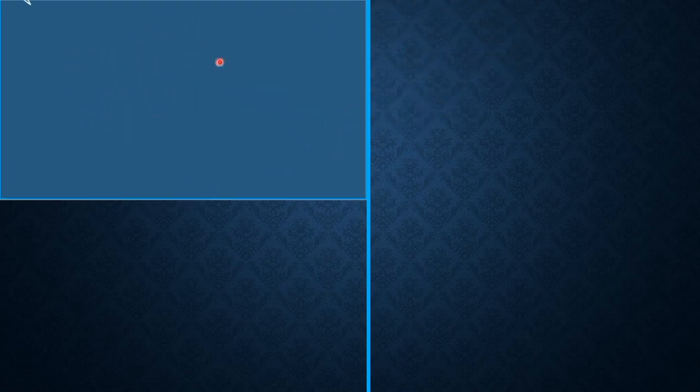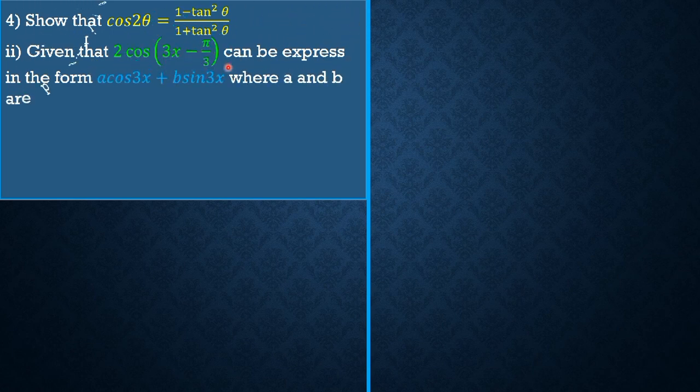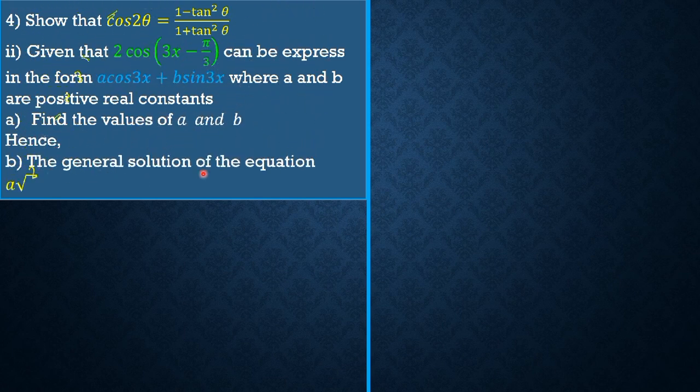Okay, guys, as you can see on screen, question 4 reads that we should show that cos 2 theta is equal to (1 minus tan squared theta) over (1 plus tan squared theta), given that 2 cos(3x minus pi over 3) can be expressed in the form a cos 3x plus b sin 3x, where a and b are constants. Find the values of a and b, and hence the greatest solution of the equation.